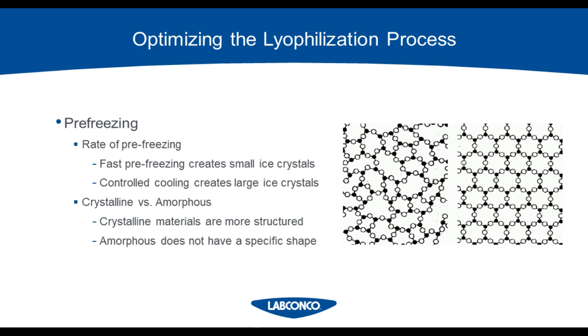There are two ways to pre-freeze a sample. You can do this quickly or you can do it slowly. The rate of your pre-freezing will affect the ice crystal size of your sample. Faster pre-freezing will create smaller ice crystals, whereas a controlled cooling will create larger ice crystals that are typically quicker to freeze dry.